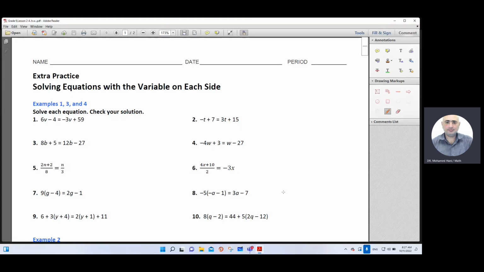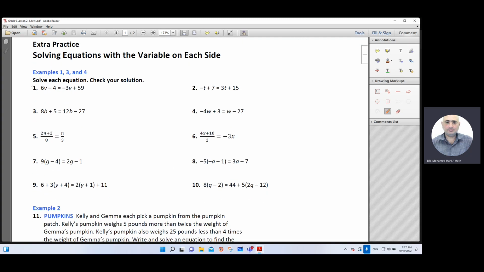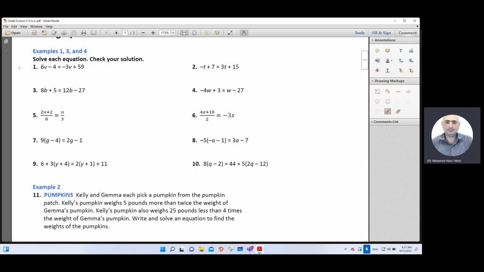Math grade 9 Algebra 1. We are in module 2 lesson 4, solving equations with the variable on each side. Today we will continue our work. In this lesson we have extra practice. So the question here: solve each equation, then check your solution. And as you see, I will solve number 1.